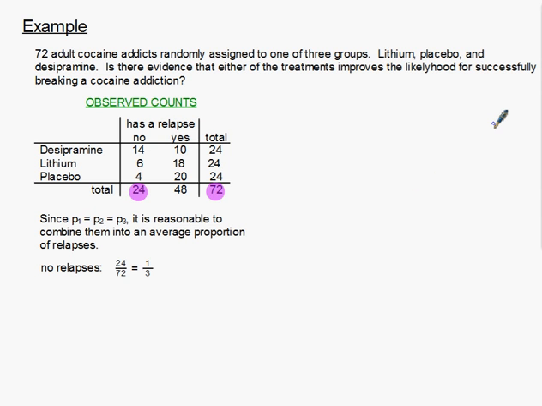Since the three populations are equal, it's reasonable to combine them into an average proportion of relapses. So that will look something like this, right? We have all of the relapses over the total, which turns out to be a third. We can do the same thing with no relapses. And using these, which is really sort of by averaging out the populations, combining them and dividing by the total, we can get our expected counts.